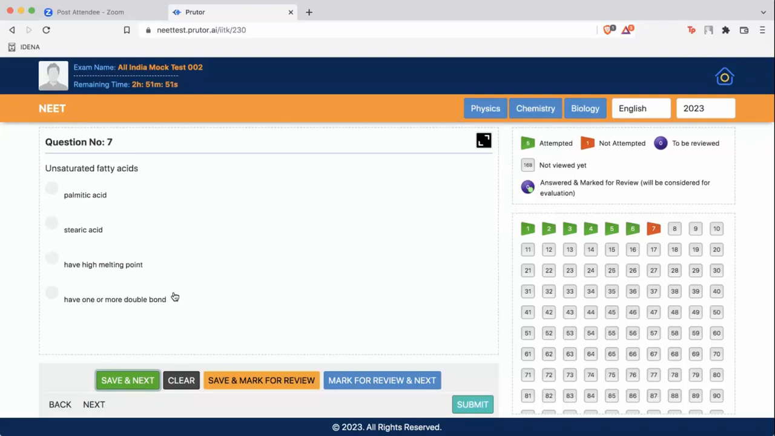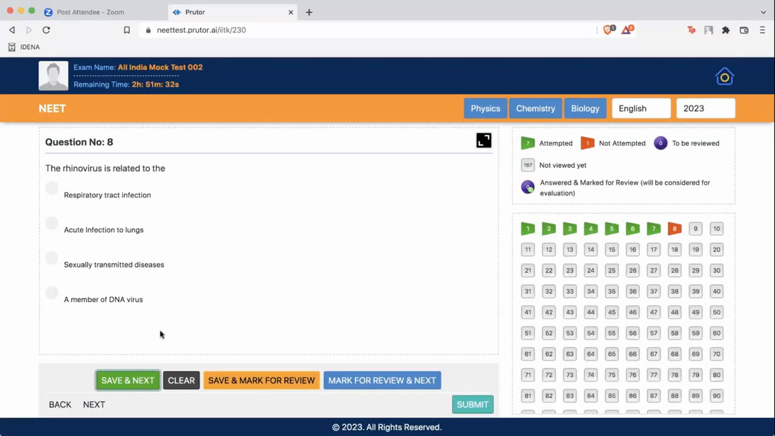Unsaturated fatty acids have high melting point. They have one or more double bonds. Palmitic acid is not unsaturated. Stearic acid again is not unsaturated. Palmitic acid is C16, stearic acid C20. Unsaturated have one or more double bonds. This is the best option.